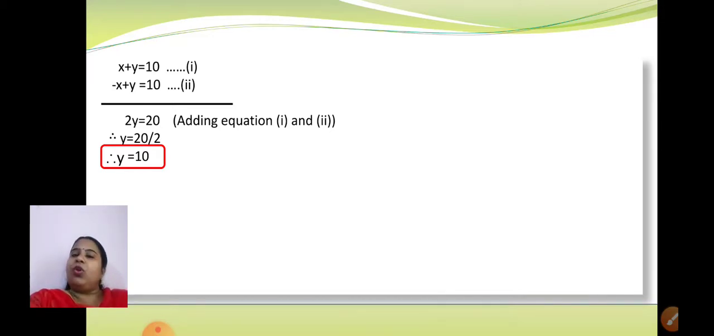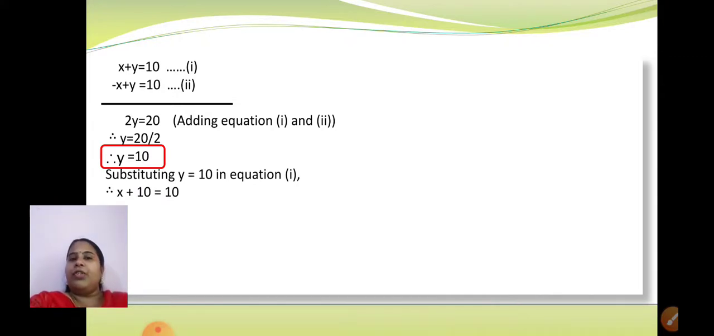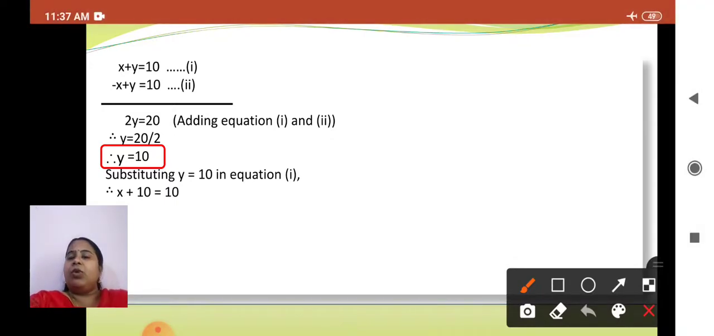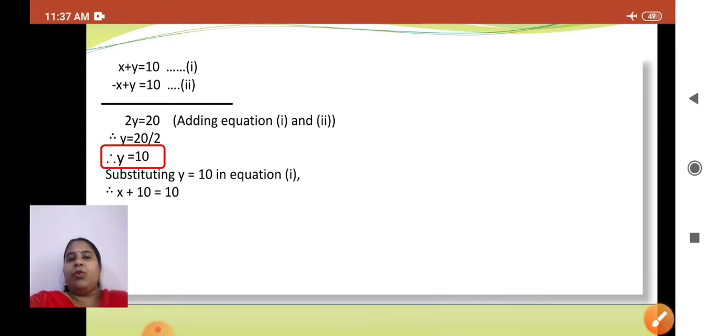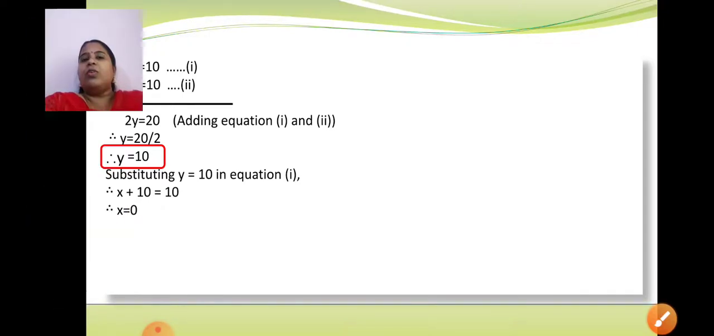Now it is purely your choice whether you want to substitute this y is equal to 10 in equation 1 or equation 2 and get the other variable. So I am going to substitute y is equal to 10 in equation number 1. See what I get? X plus 10 is equal to 10. So x will be 10 minus 10. So x is equal to 0. I hope this is understood to you, that we are going to get x is equal to 0.